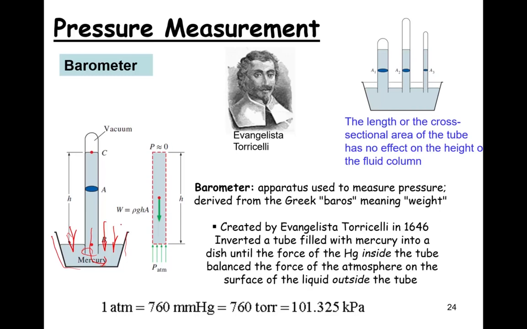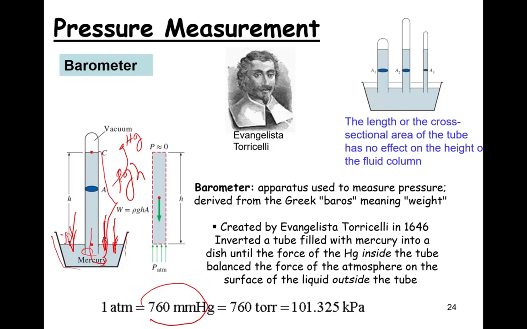Where? That means up to where this pressure, which is atmospheric pressure, is balanced with the weight of this column, which is rho g h. And in this case, rho is rho Hg, mercury. So he noticed that when he inverted this tube in the container filled with mercury, the mercury stood up to h, which is 760 millimeter of mercury.